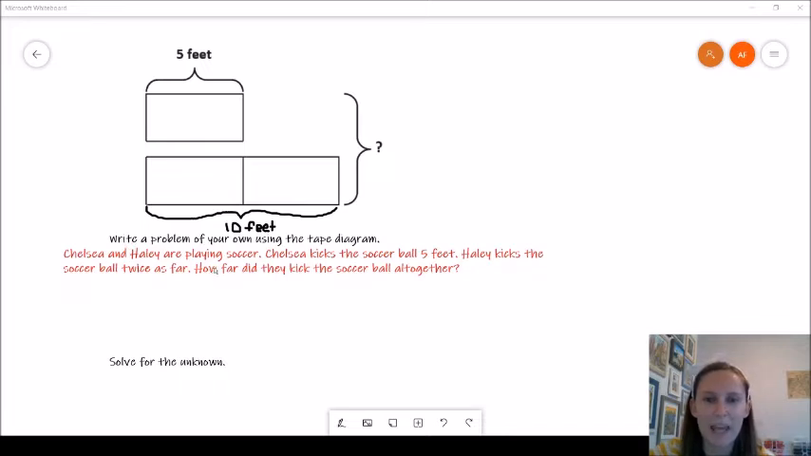Chelsea and Haley are playing soccer. Chelsea kicks the soccer ball 5 feet. Haley kicks the soccer ball twice as far. How far did they kick the soccer ball all together? Does that match my tape diagram?